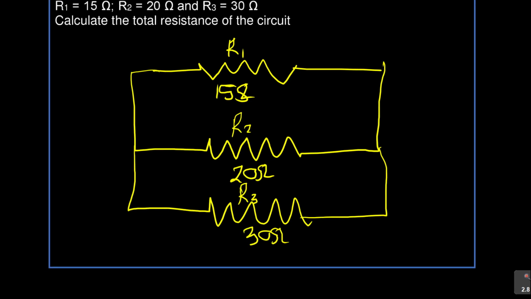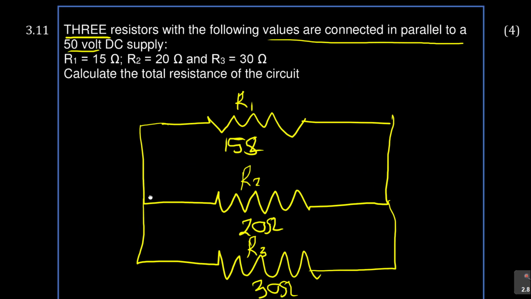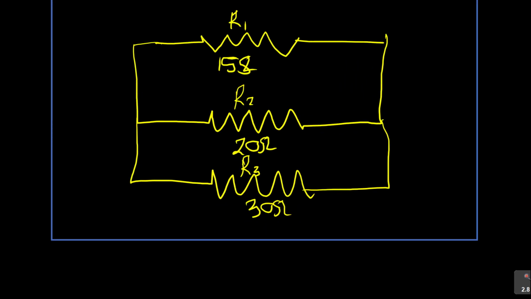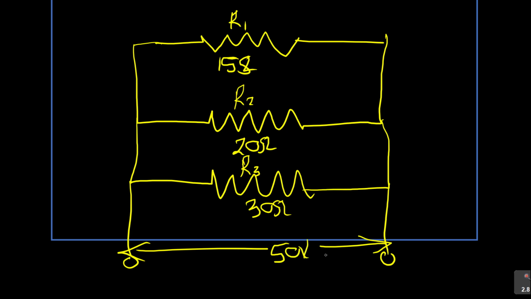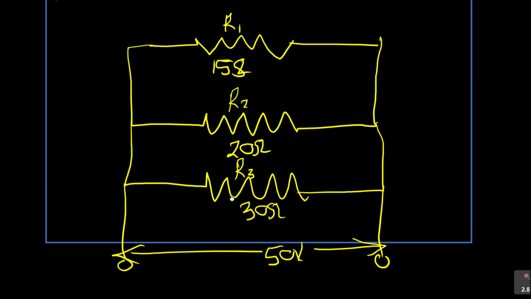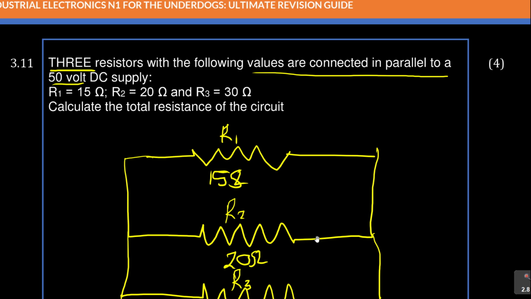And then they're saying they're connected to what? They are connected to a 50 volt DC supply. So in here you have a what? A 50 volt. Are you with me? And then look at this. It says calculate the total resistance in the circuit.